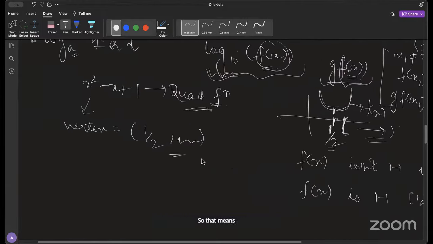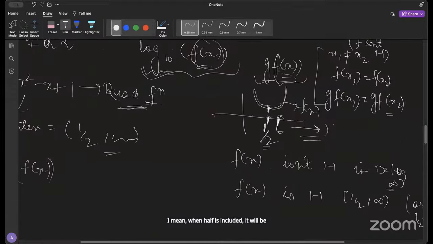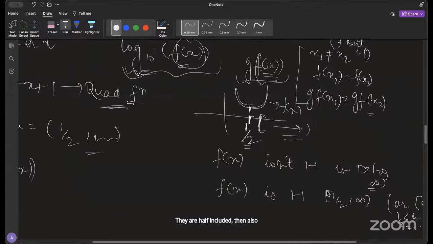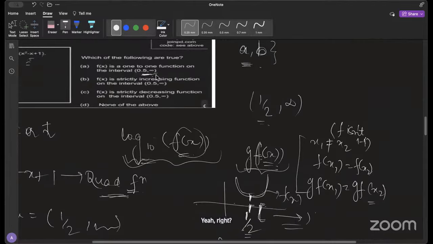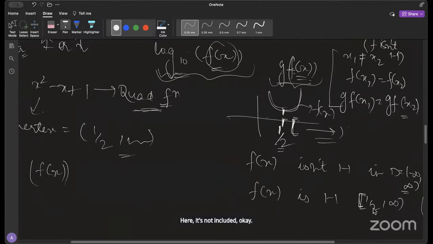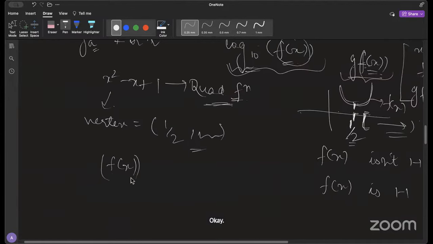So that means your f(x) is a 1-1 function. Even if half is included, it will be 1-1, right? Here it's not included, okay. Even if you include half, then also it's 1-1. Okay, your f(x) is a 1-1 function.